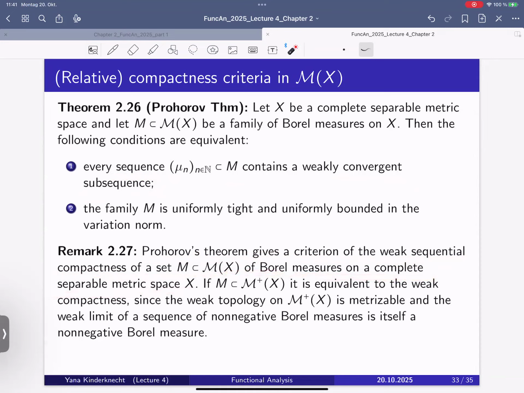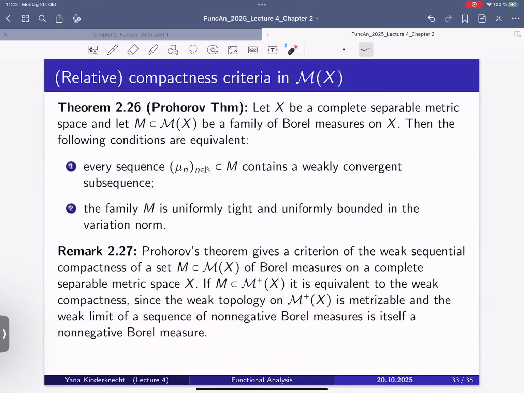If we consider not all measures, but non-negative measures only, this criterion is equivalent to weak compactness without the word sequential, because we know that the weak topology on this set is metrizable, and additionally, the weak limit of a sequence of non-negative Borel measures is itself a non-negative Borel measure. Of course, it is a separate statement which should be proved, but we are not able to prove so many things. Please read the two volumes of the book of Bogachev.